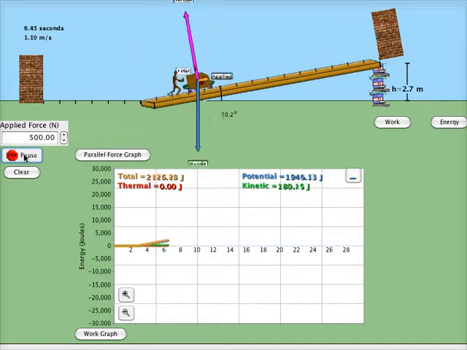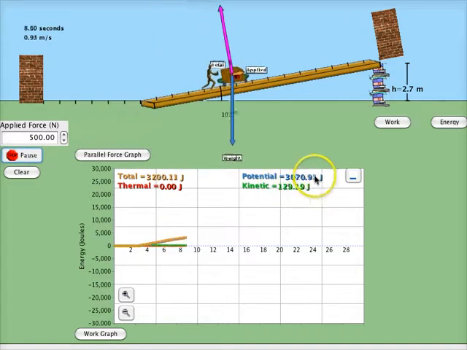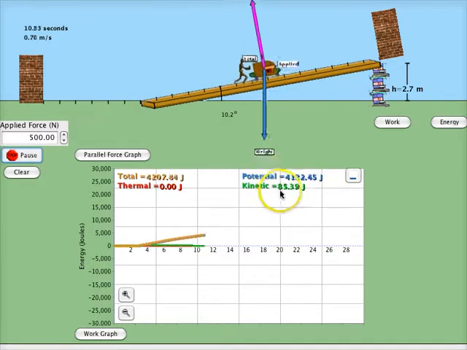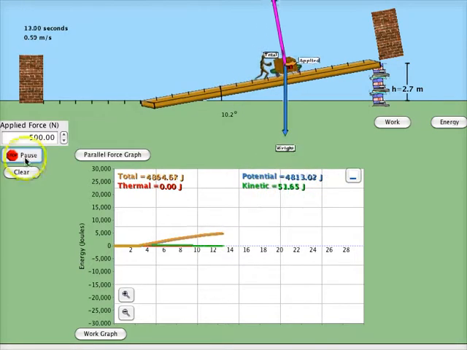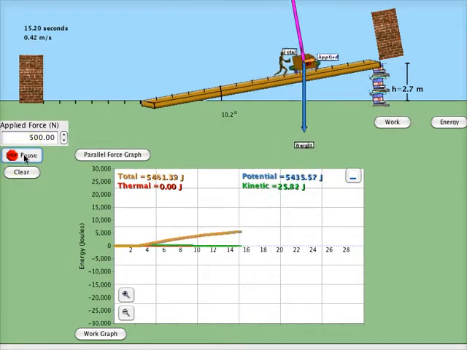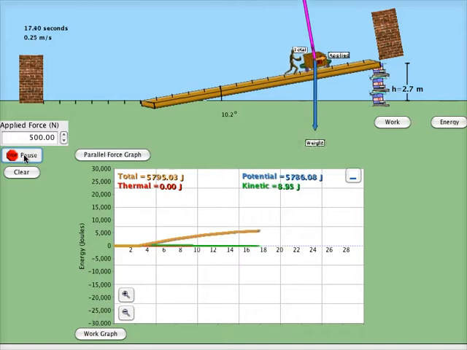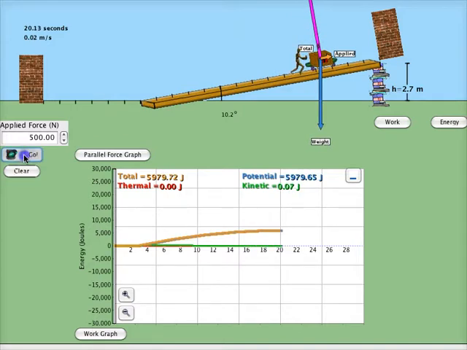So up it goes. As it goes up, you can see the potential energy is going up. It's actually slowing down slightly, and I'm going to try and stop the animation when it has no moving energy. There we are. So the crate has now stopped moving. It's got potential energy, and it's actually got no moving energy at all.